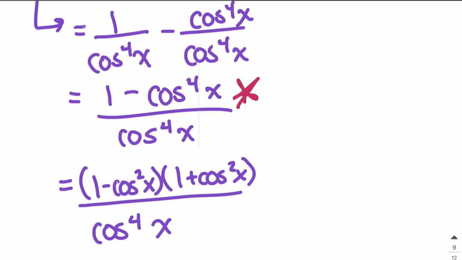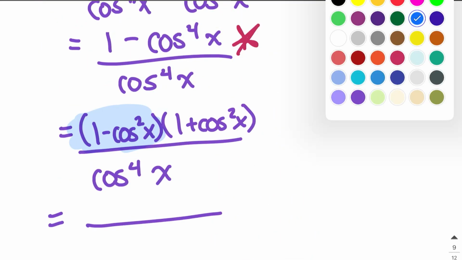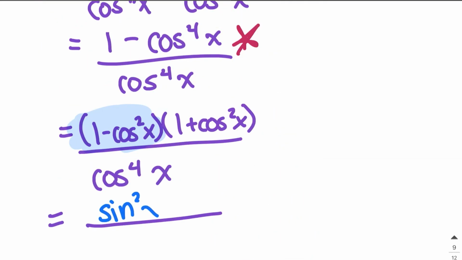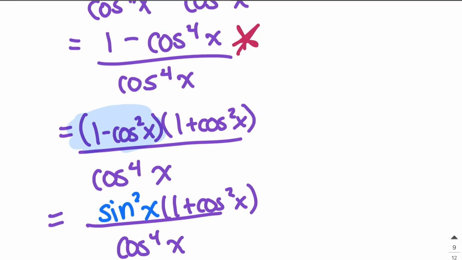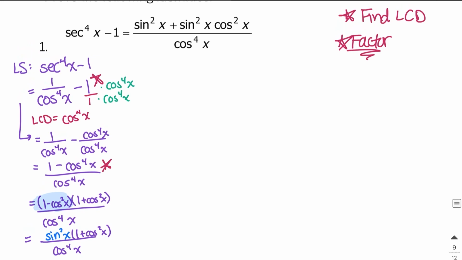Now, when we get here, we should see that this is familiar to us because we can move the cosine squared over, so we get 1 minus cosine squared x, and that's what sine squared x is. So here I can replace 1 minus cosine squared x with sine squared x. So it's going to be sine squared x times 1 plus cosine squared x all over cosine to the power of 4x. And I'm now going to take a look at my right side of my equation. So this is really all I want to do with the left side.